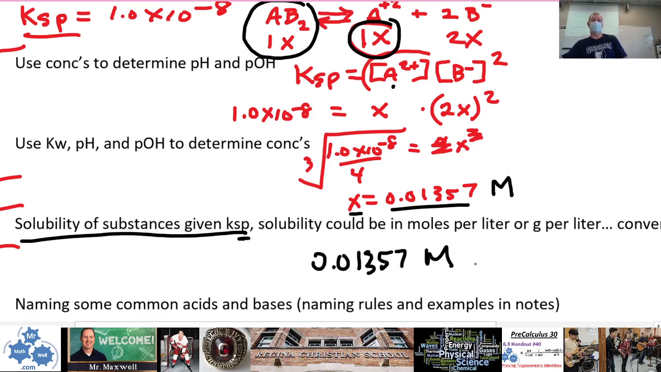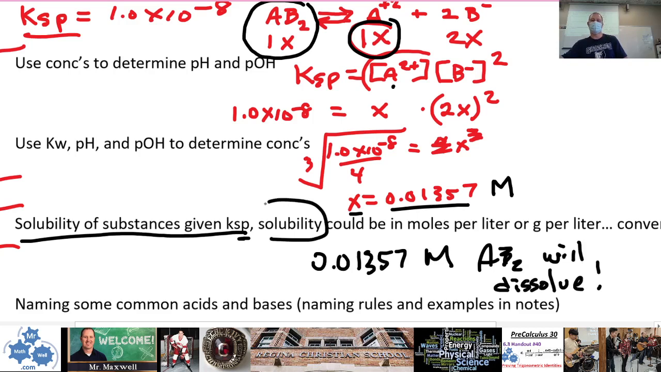0.01357 moles per liter of AB2 will dissolve to make a saturated solution. So that's the solubility as well. This is the solubility. So you find the solubility the same way that you find the concentrations of the ions given the KSP. Okay? And again, if you have more questions about that later, you can ask me.